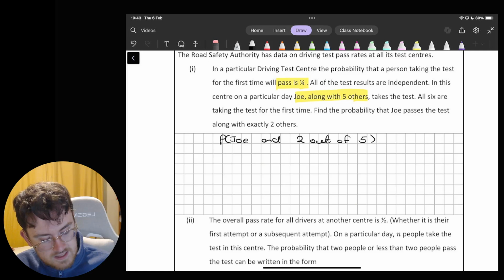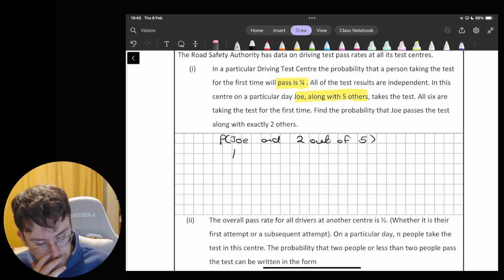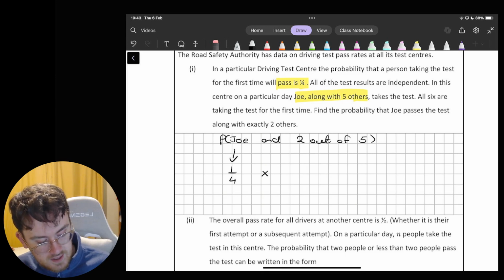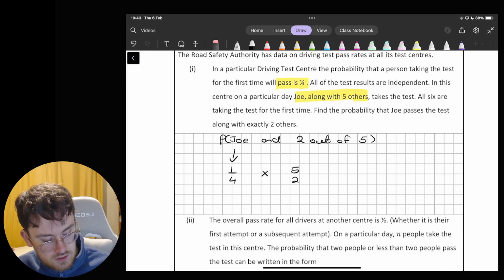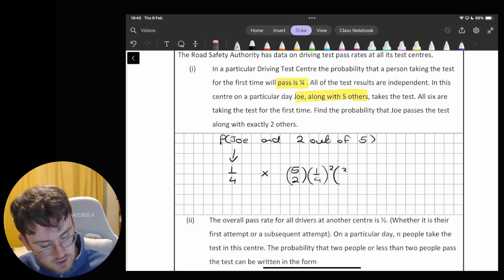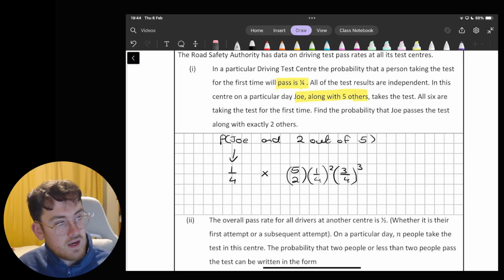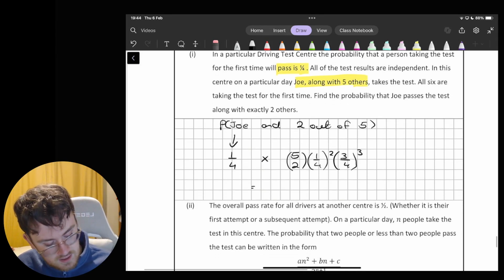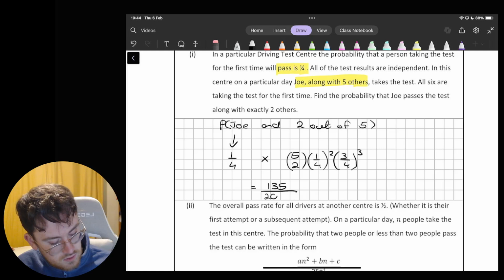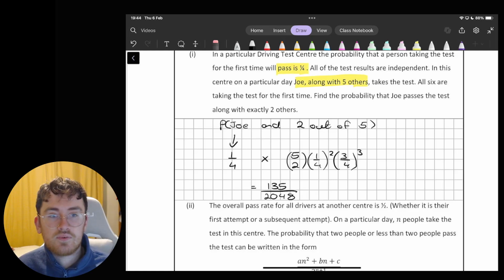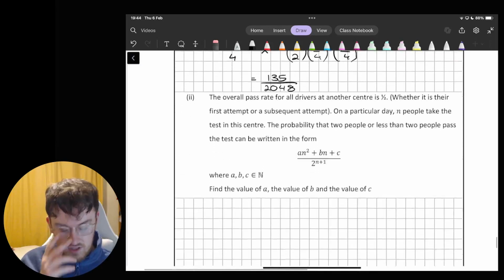So we're basically saying for Joe, the probability he passes is just a quarter, so multiply. Out of the 5, I want 2. A quarter to the power of 2. 3/4 is going to be the probability of failure, and that's going to be to the power of 3 here. And that gives me an answer of 135 over 2048. Okay, so a low enough probability there, I suppose, on average.